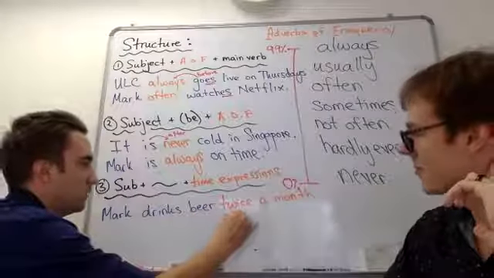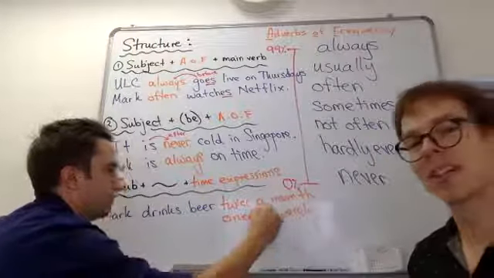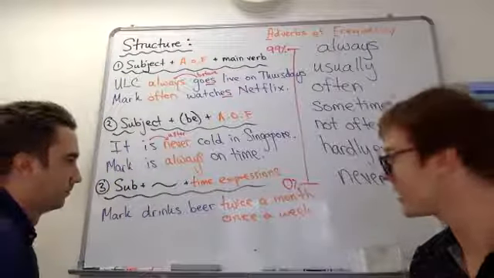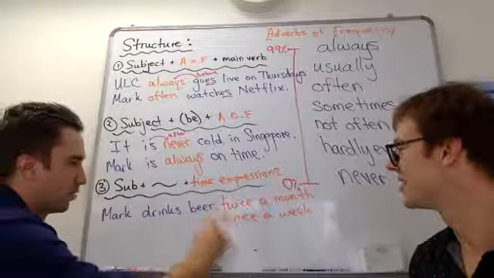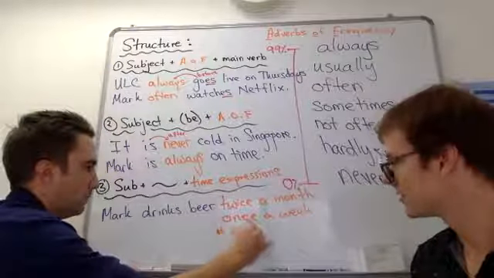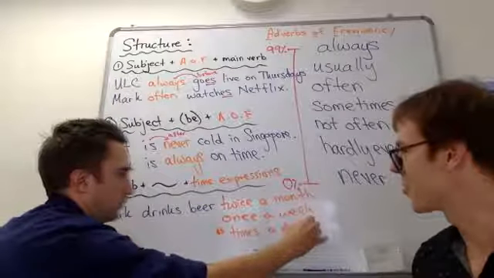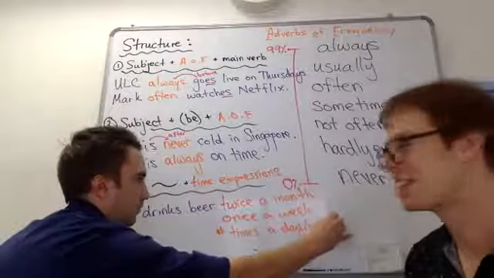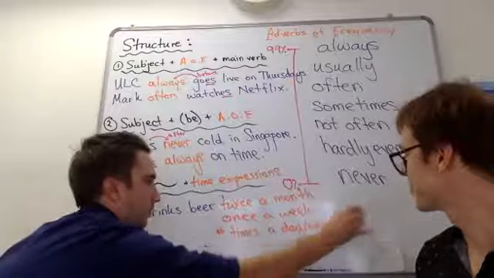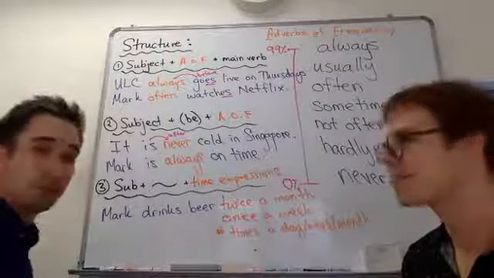We can say once a week. Some people drink once a week, some people every day. Once and twice are special. Otherwise, we say the number plus times: 3 times a day. If you drink beer 3 times a day, that's a lot. 3 times a week, 3 times a month, 3 times a year.